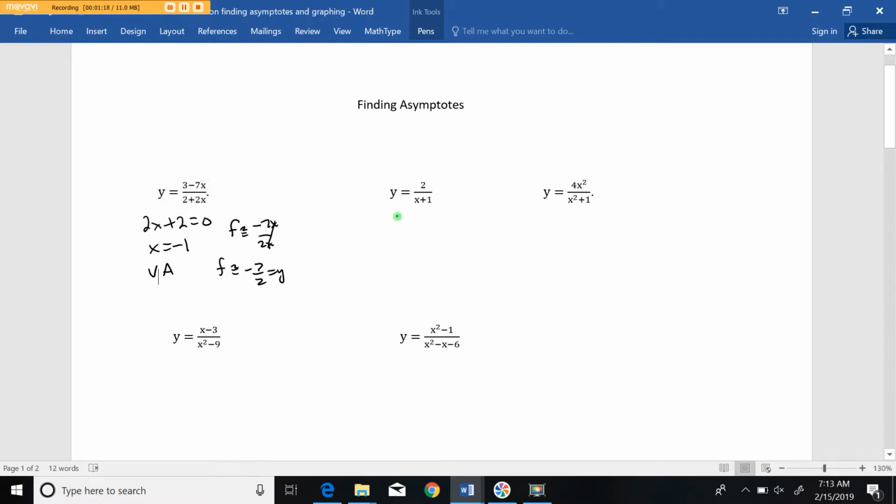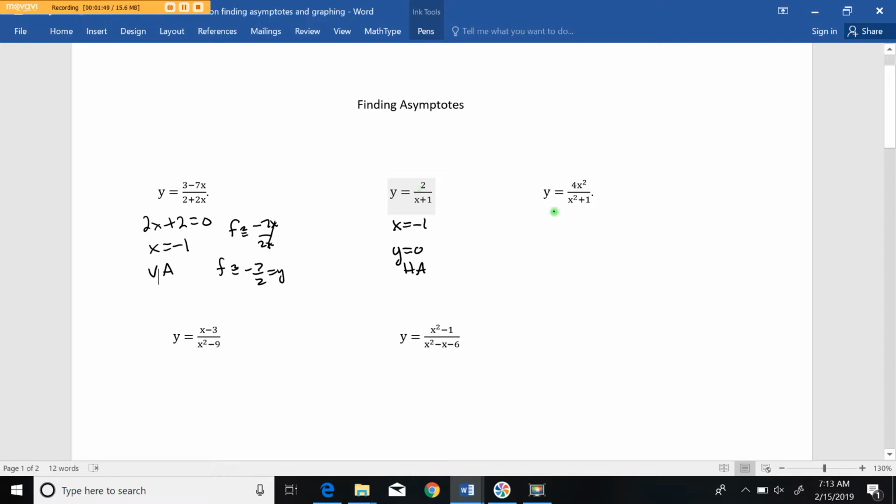Let's take a look at this one here. This one will have a vertical asymptote at x equals minus 1, because that will give us a division by 0. And for the horizontal asymptote, when x gets really large, 2 over a very large number is very, very small. So y equals 0 is the horizontal asymptote for this function.